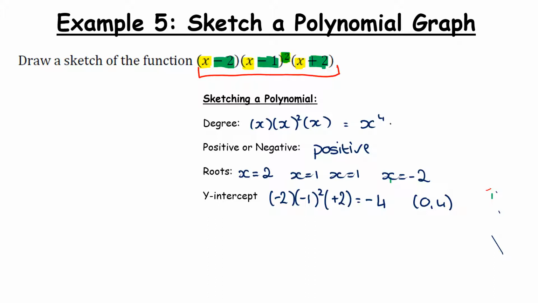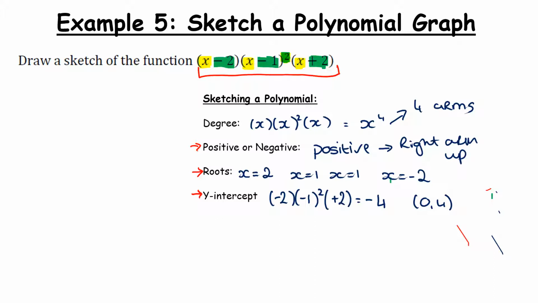So that allows me to have a really good idea of what I'm doing. I know I'm going to have 4 arms. I know where my roots are. I know where my y-intercept is. So what I would suggest to do first is draw out your x and y axis. The next thing I would do is mark my roots. Then I would mark my y-intercept. I would then think about positive and what that means. And the positive, remember, means right arm up.